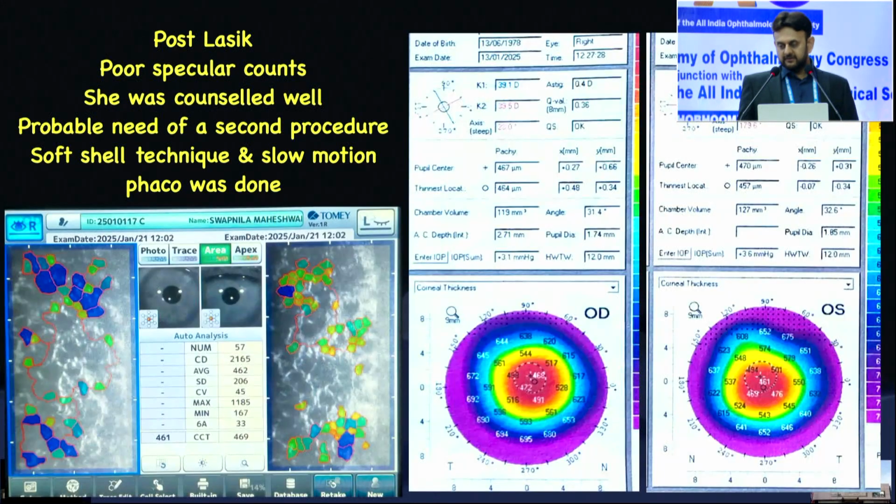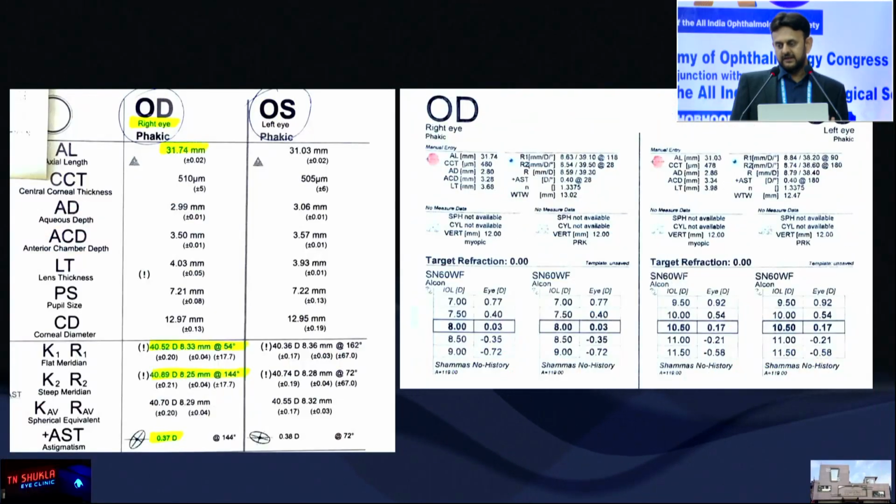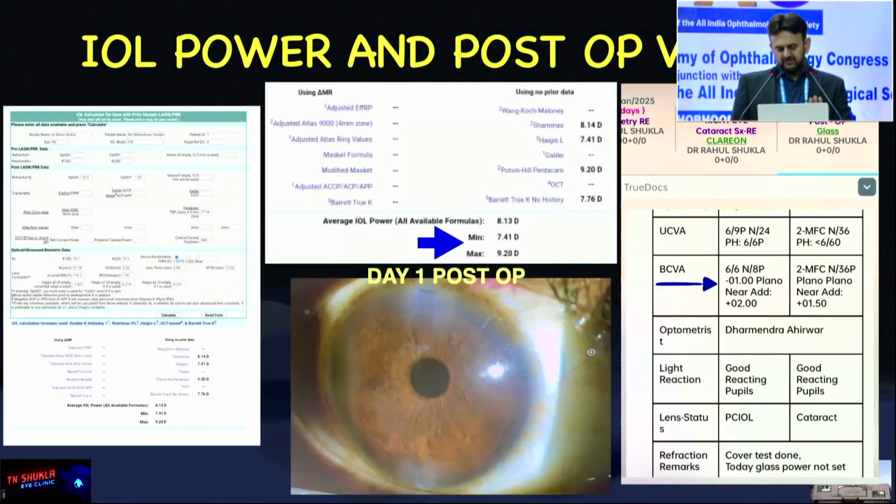Last case. So now this is again a case of post-LASIK. She had a very poor specular count. She was counseled very well, probably need for a second procedure. Soft shell technique was used. We did Pentacam. As you can see, the specular counts were not very good. We did multiple readings on the Argus as well as the LenStar. We went in for the ASCRS online calculator, and to our comfort, the patient ended up with a vision of 6/9, 6/6 with a -1 spherical. We targeted the patient for -1, and this is day 1 post-op.